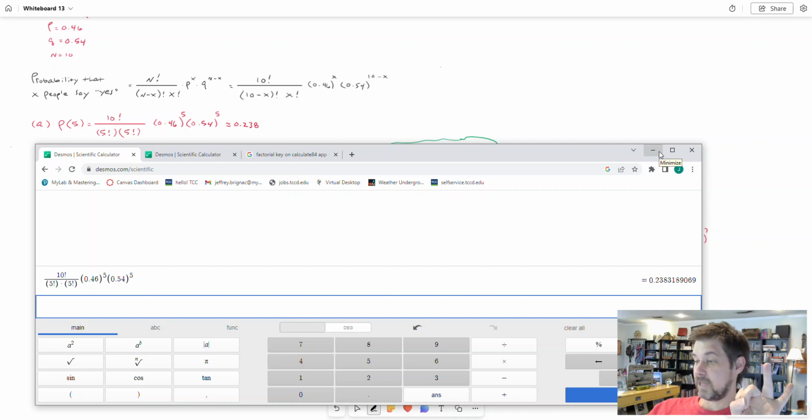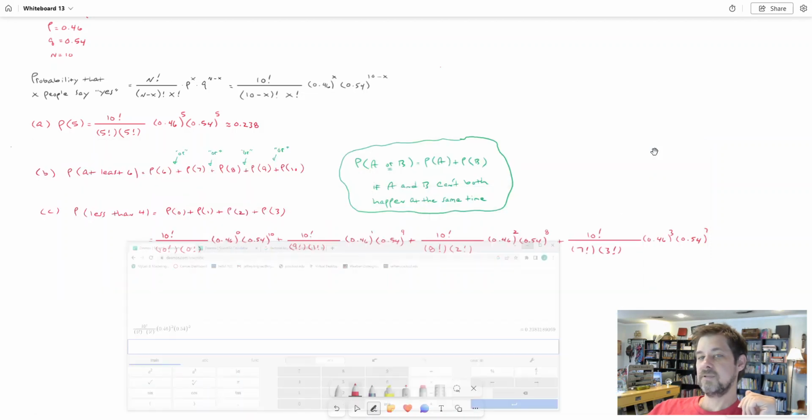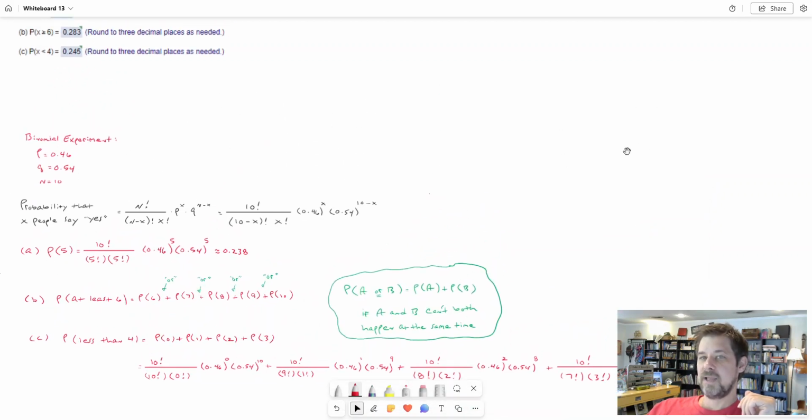So there's two things that have to happen. I have to know where all the keys are. I have to know where the factorial key is. I have to know how to type in exponents. I have to know how to type in a fraction. And then I type it in with the numbers that I have. So that's what I would do for this first one. So that's part A.